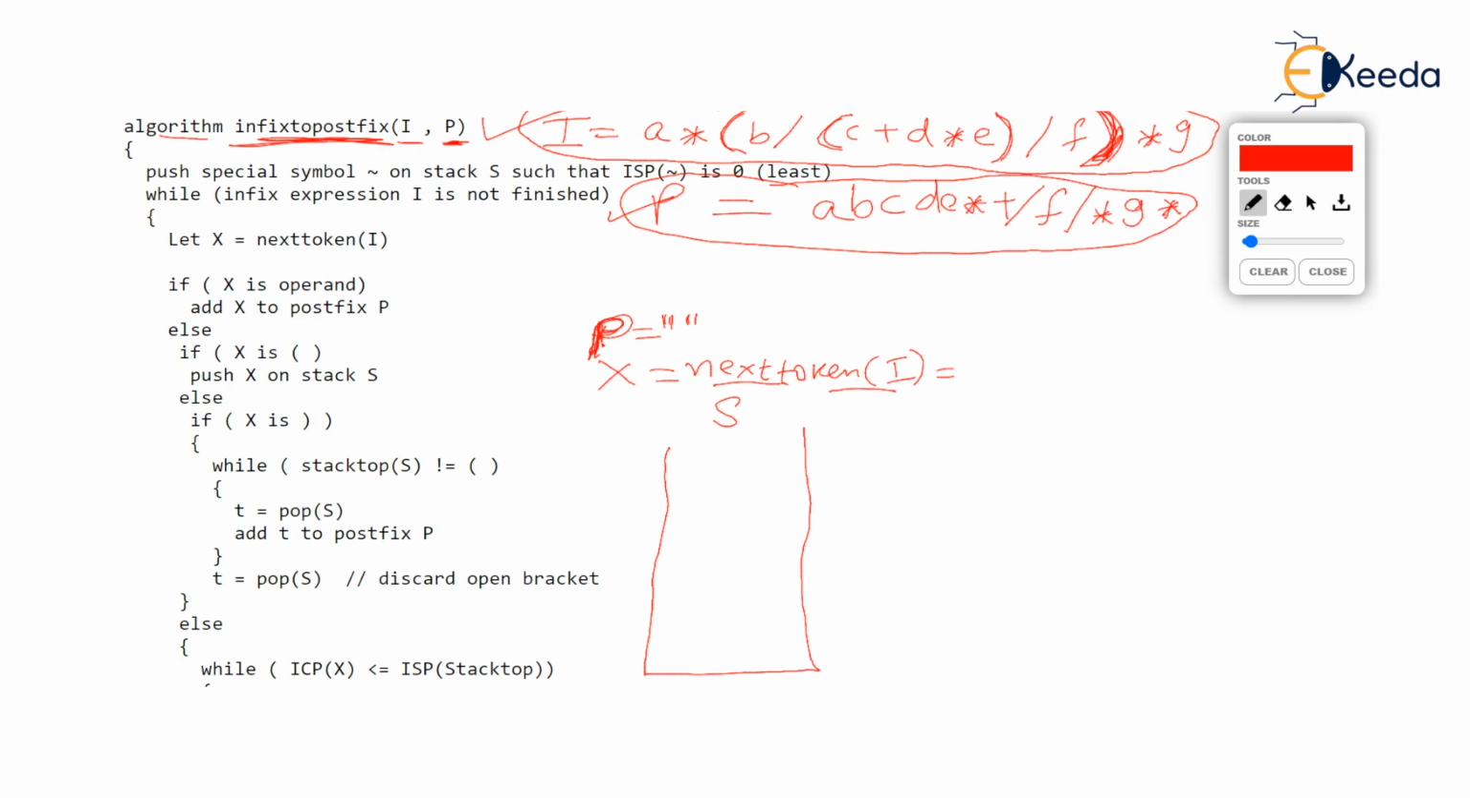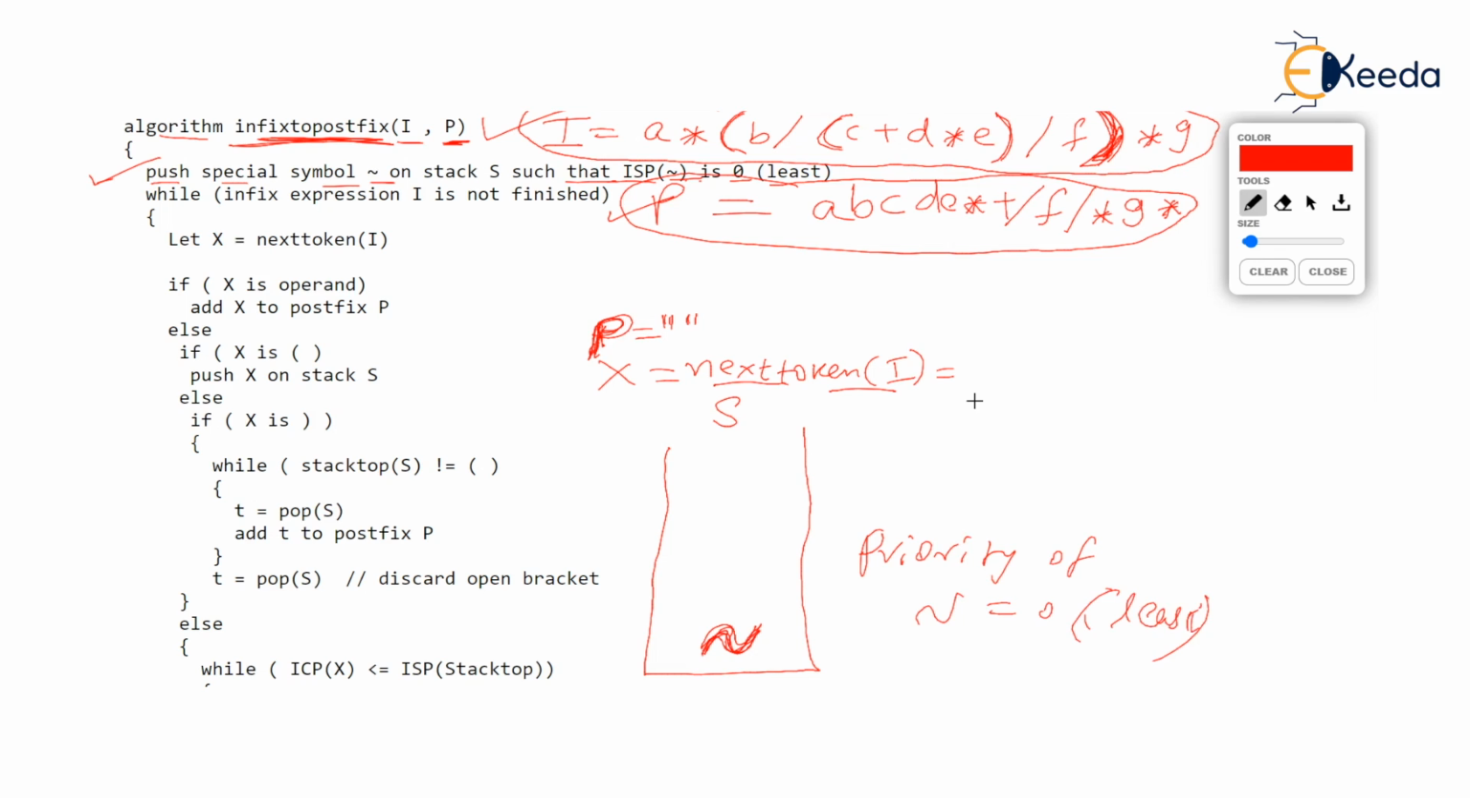Now, to start with the algorithm, what the algorithm does is it pushes the special symbol tilde. So tilde is pushed. Check the stack here. Tilde is pushed on the stack, such that ISP of tilde is 0, that is least. Now you can read ISP right now as priority of tilde, precedence of tilde. Precedence of tilde is 0, it is least. Let's see what it means, but I'll better write it here. Priority of this tilde is 0 and it is least. Remember this.